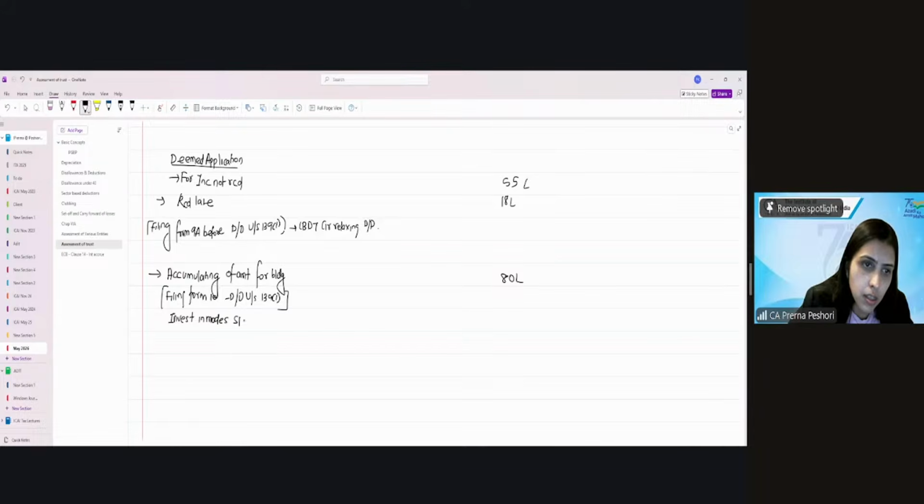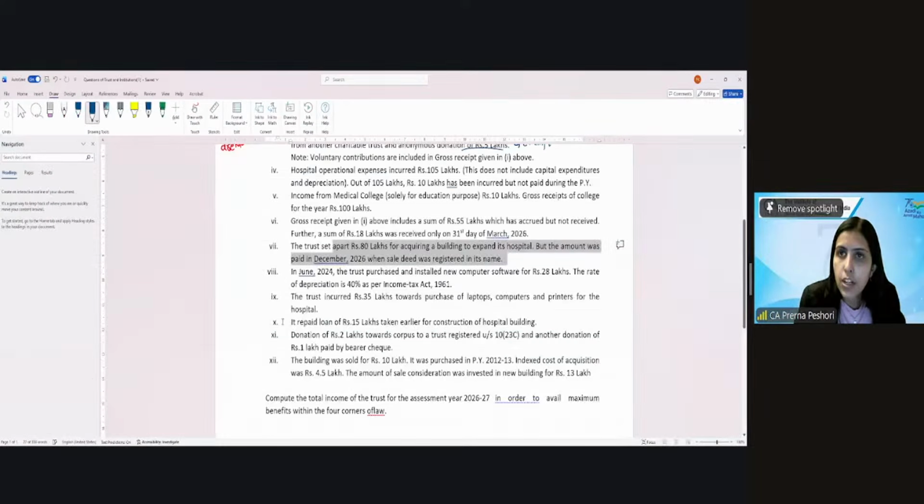In the modes specified under section 11(5). Are we clear? Yes or no?